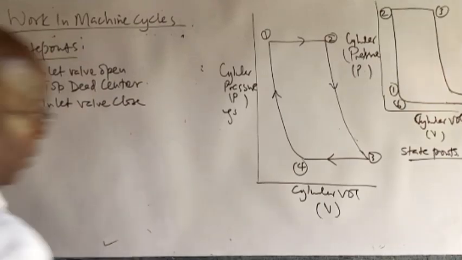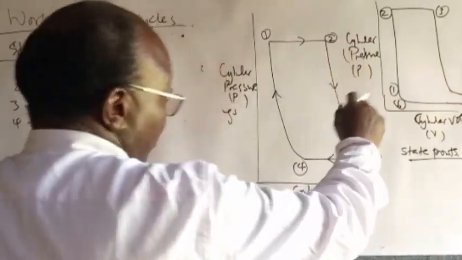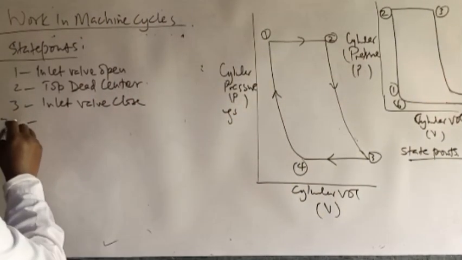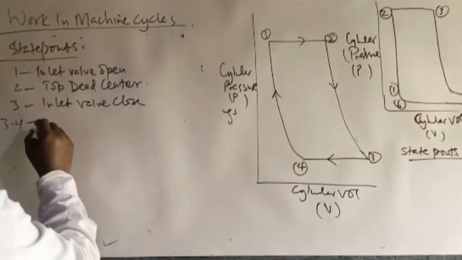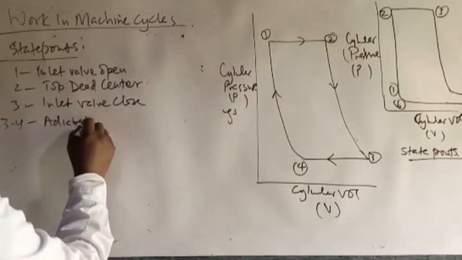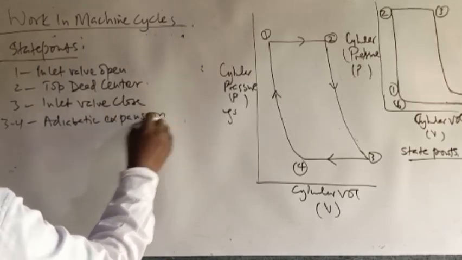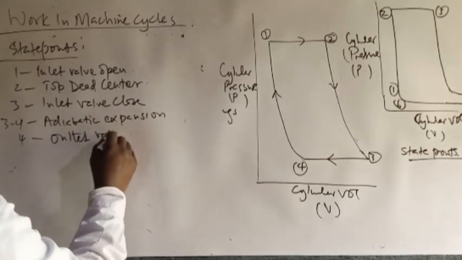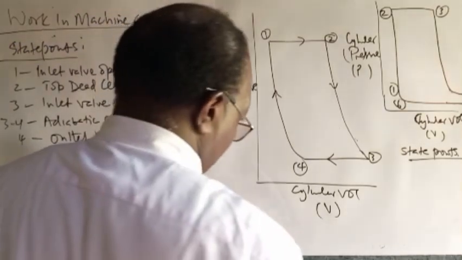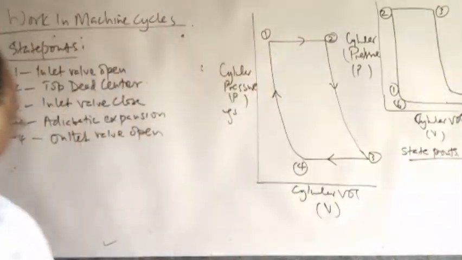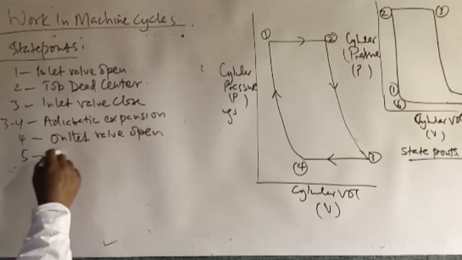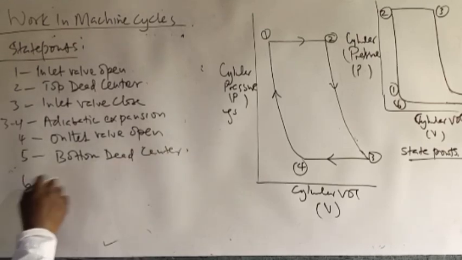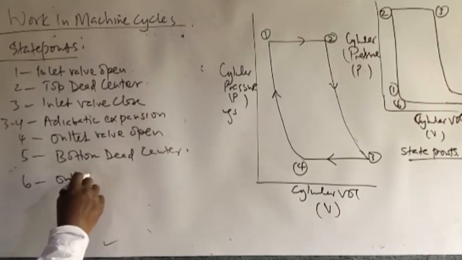At state point 3 to 4, we have the adiabatic expansion. Also at 4, we have the outlet valve open. At state point 5, talking about diagram 5, we have our bottom dead center. And at 6, the outlet valve closes.